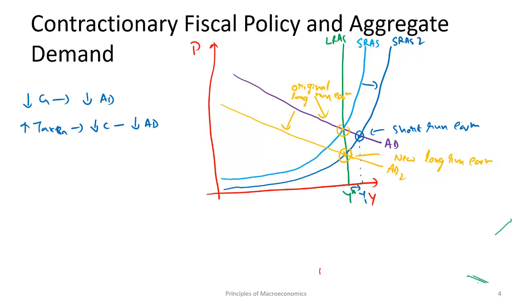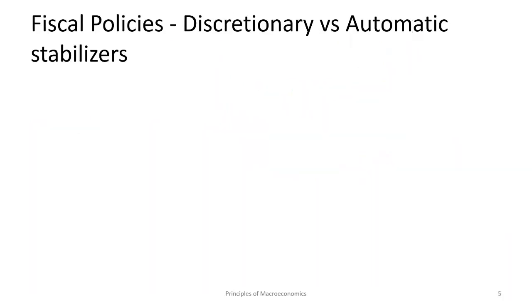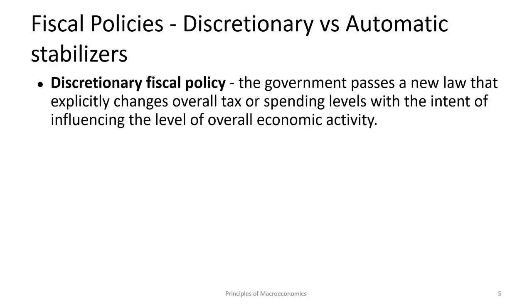Now next I would like to differentiate between two kinds of fiscal policies. One is discretionary and another is automatic stabilizers. So what is a discretionary fiscal policy? These are when the government passes a new law that explicitly changes overall tax or spending levels with the intent of influencing the level of overall economic activity. That means these are new laws which are passed to manage the economy.